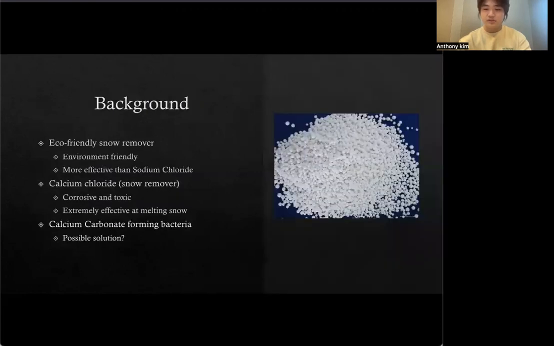Previously, I have made an eco-friendly snow remover made from oyster shells. While it was effective, it did not match the snow melting efficiency of calcium chloride. Therefore, I set out to look for a solution to make the calcium chloride less harmful. After research, I found a bacteria that utilizes chlorine ions to form an outer shell of calcium carbonate for itself. I thought this could be a possible solution to the problem.